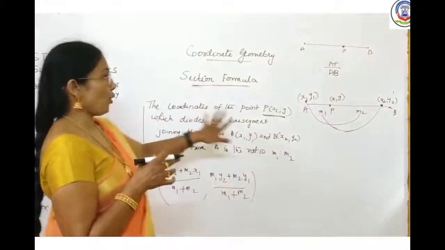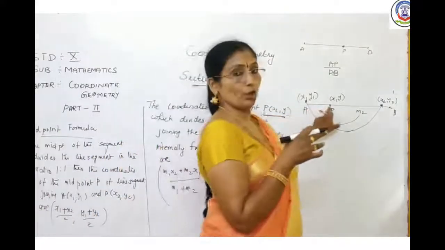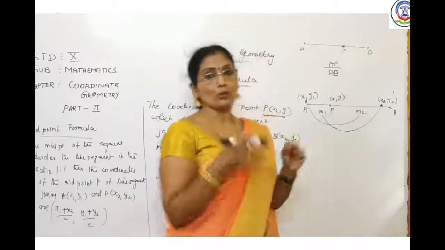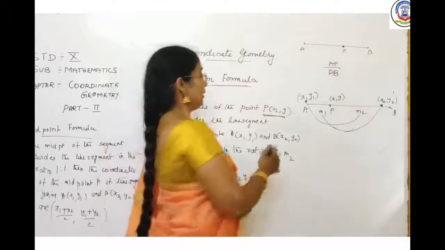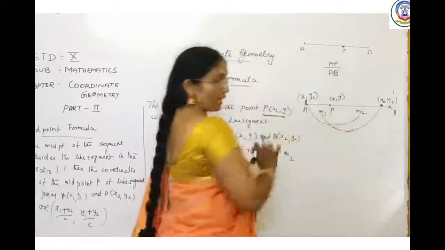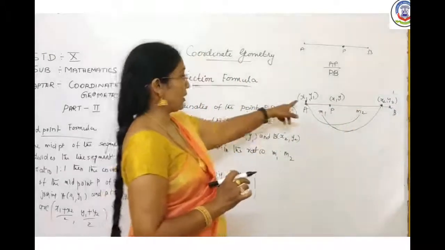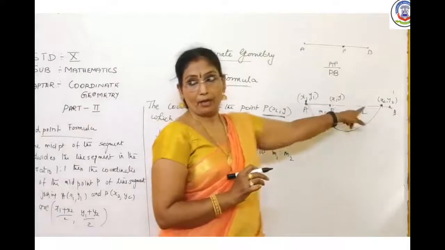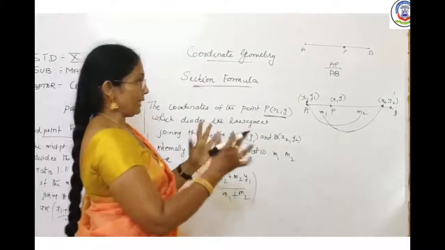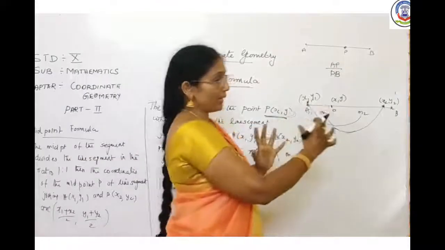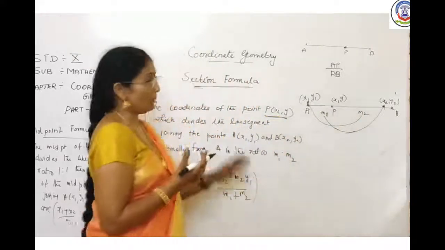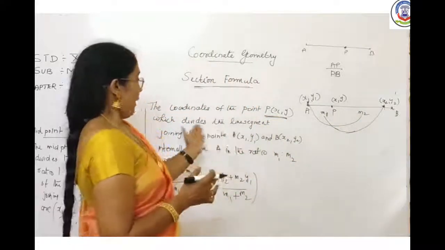I have written the coordinates of the point P as x and y. We want to find the coordinates of that point. What data is given? A and B are the endpoints of this line segment. A has coordinates x1, y1. B has coordinates x2, y2. The point is dividing the line segment internally in the ratio m1 is to m2. That ratio can be any number.